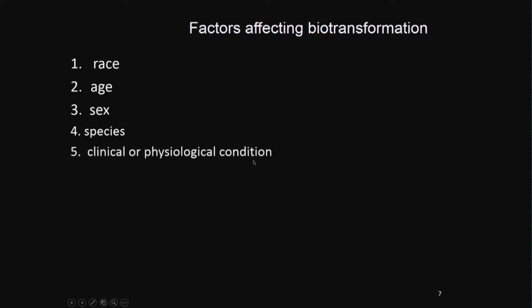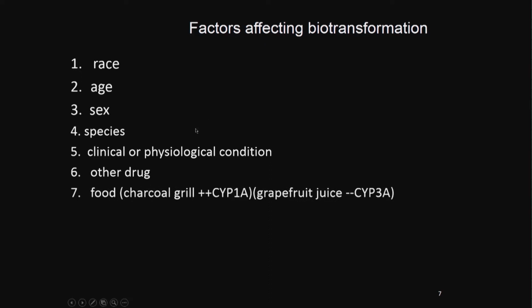Clinical or physiological condition, sick patient, healthy patient. If we are giving other drugs, those drugs may be acting on these drugs and they may get metabolized. Food, what type of food we are eating, for example charcoal grill, grapefruit juice. Charcoal grill enhances cytochrome P1A, and grapefruit juice affects cytochrome P3A. So, the metabolism will get affected depending upon the type of food.